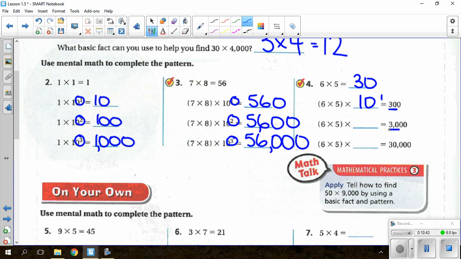Again, I'm underlining the 30, and then the number of zeros after that 30 is what my exponent would be for this one. So I have 6 times 5 times 10 to the second power because I have 2 extra zeros. And then finally, 6 times 5 again equals 30, so I'm underlining the basic fact of 30, times 10, and I see that there are 3 extra zeros, so it's to the third power. Remember, the number of extra zeros is what I would need to put for that exponent.